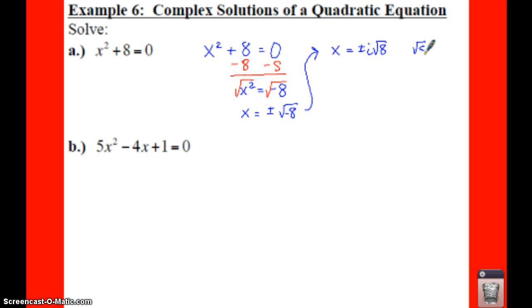Well, the square root of 8 is the square root of 4 times the square root of 2, which is a 2. So when you simplify radical 8, you get 2 radical 2, so your final solution gives you x equals plus or minus 2i radical 2.